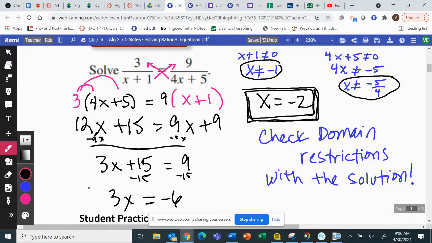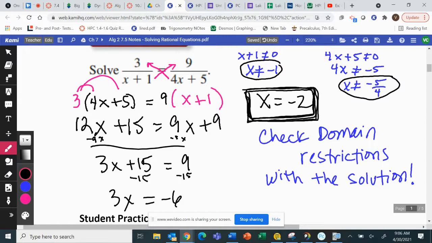So with domain restrictions for these kind, it's different because we're now solving. For domain restrictions with these kind, the answer can't be negative 1 or negative 5/4. My answer isn't those. So I just have x equals negative 2, and I'm good.